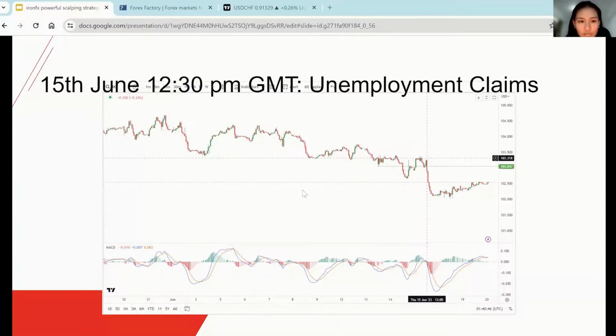If you look at our chart, this is the DXY, the US index. You can see that at 12 o'clock, on the H1 timing, the price of DXY dropped significantly. And you can see that momentum is dropping as well on our MACD.